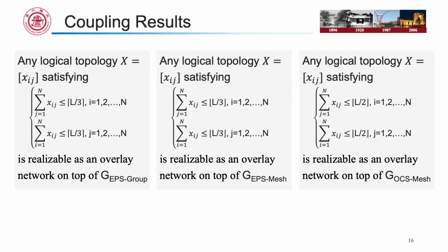We can still use our coupling technique to analyze the compatibility ratios for these three physical topologies. Here, we show the coupling results between ideal topologies and these three physical topologies. Note that these numbers are L divided by 3 or L over 2 instead of L. The proof strategy is the same as the one we used to prove uniform bipartite topology is optimal, but it's more complicated. If you are interested in the proof, you can refer to our paper.